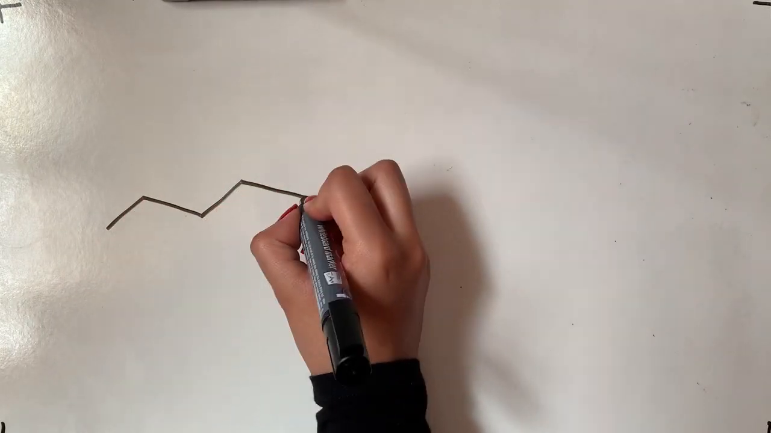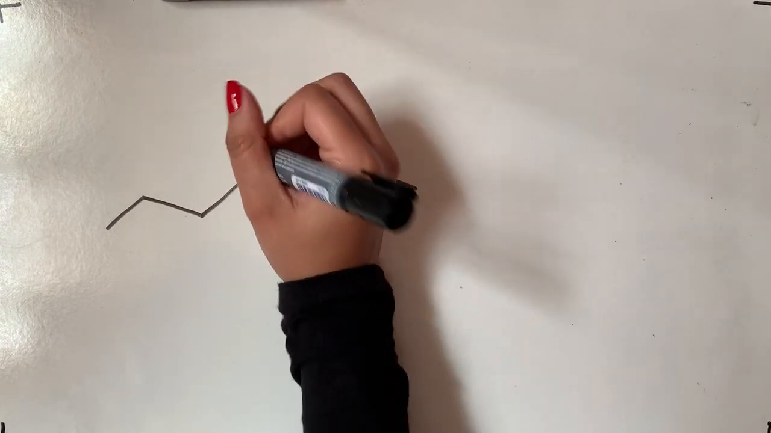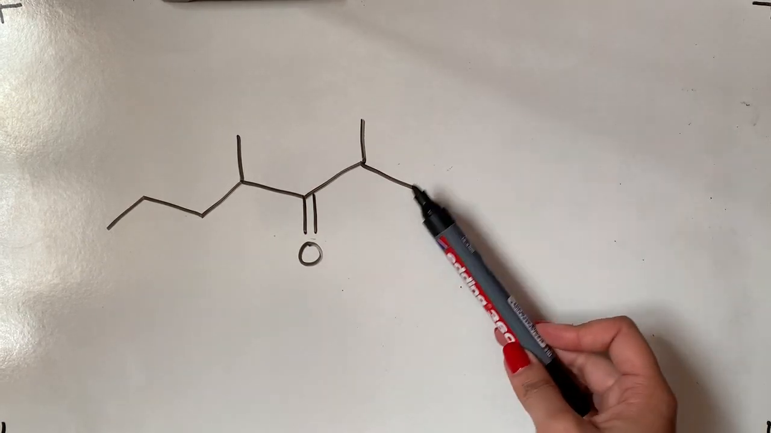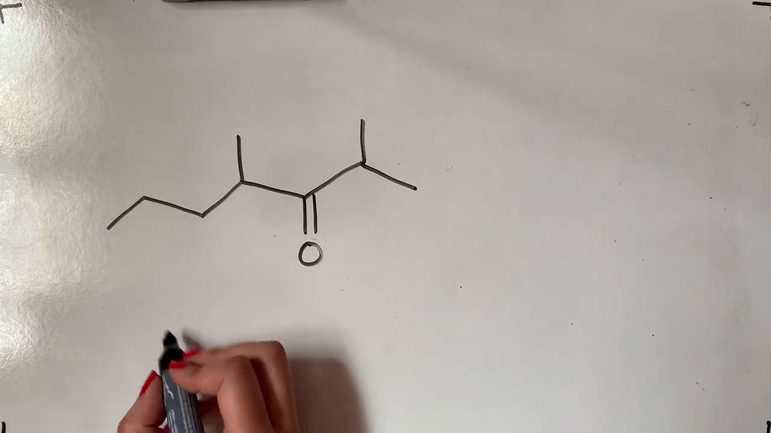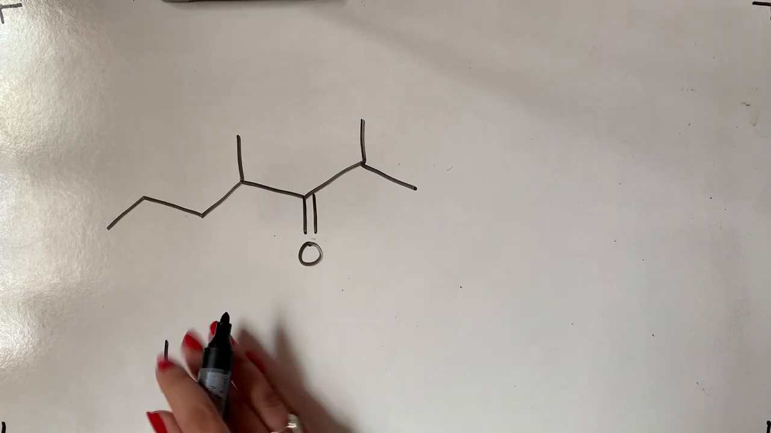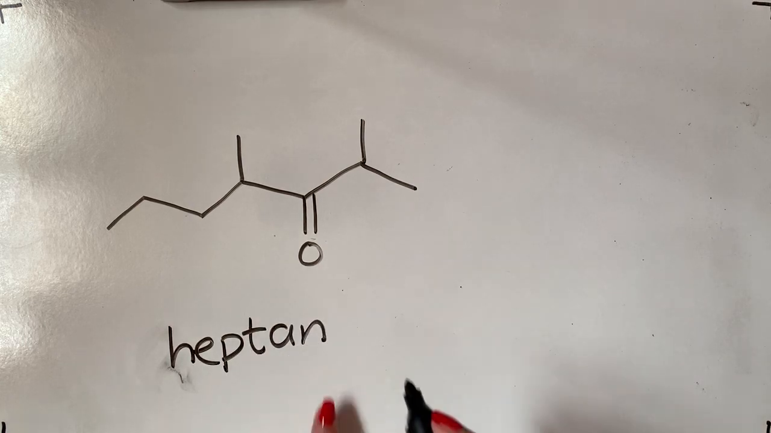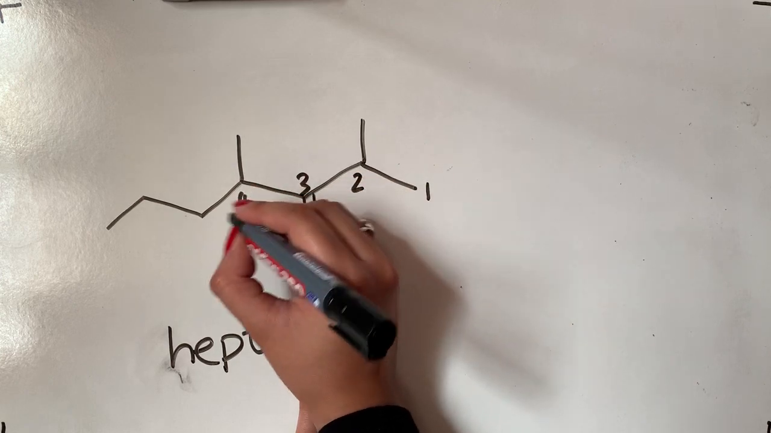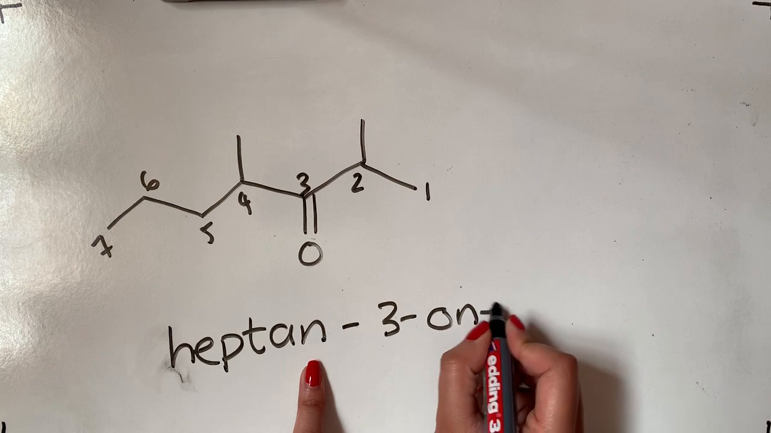And let's just do one tricky one, so we've already got other stuff coming off of it. So let's go for that over there. Okay, so again, longest carbon chain 1, 2, 3, 4, 5, 6, 7. So this is going to be, sorry, heptan at the end. So heptan 1, 2, 3. So heptan-3-one at the end.